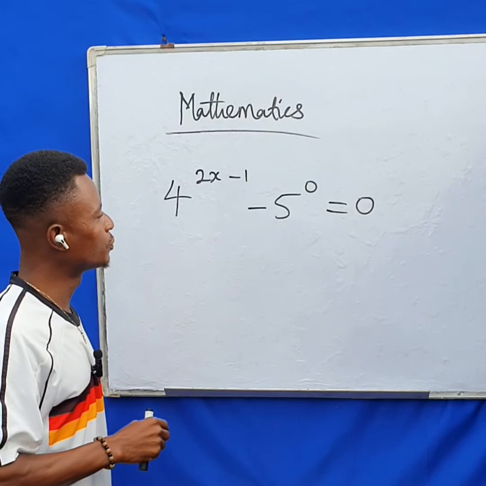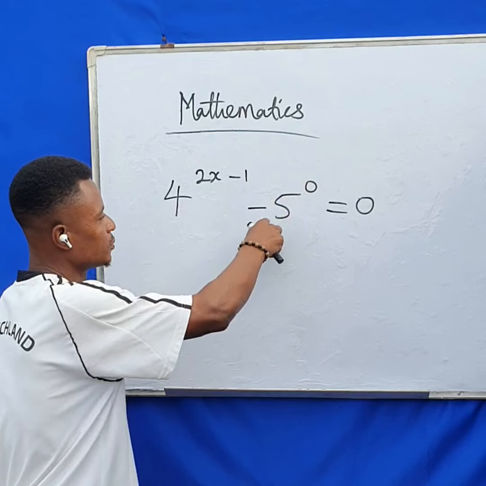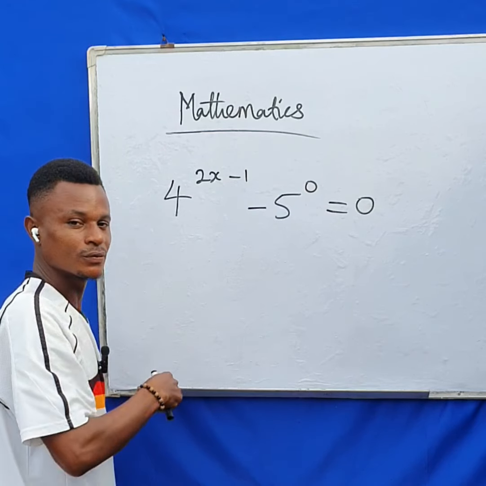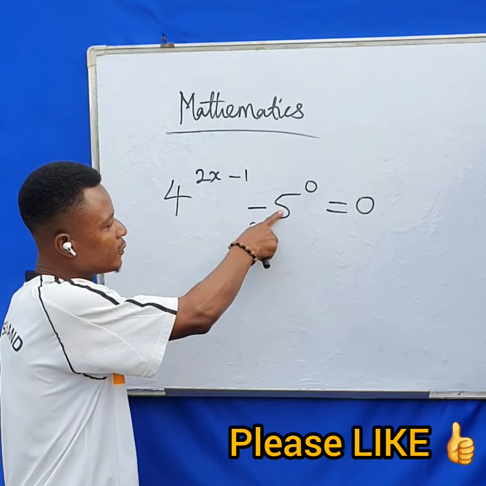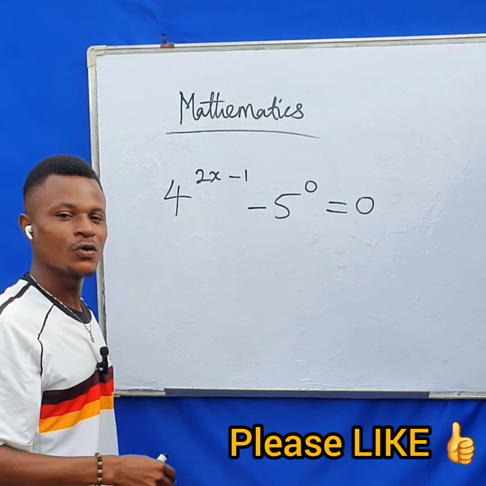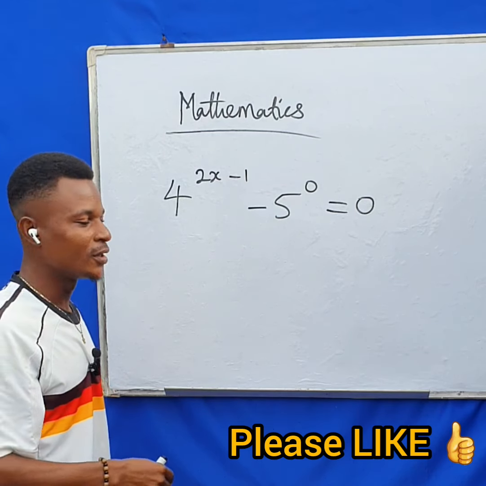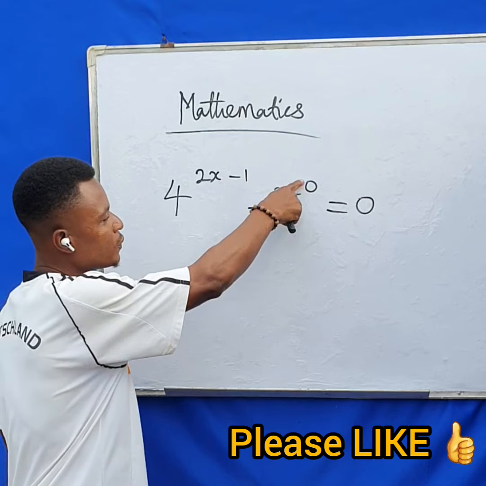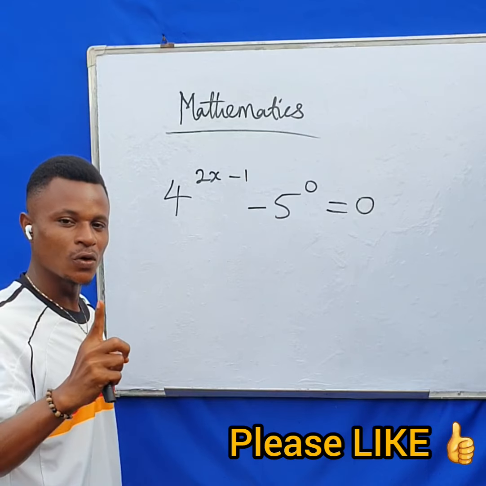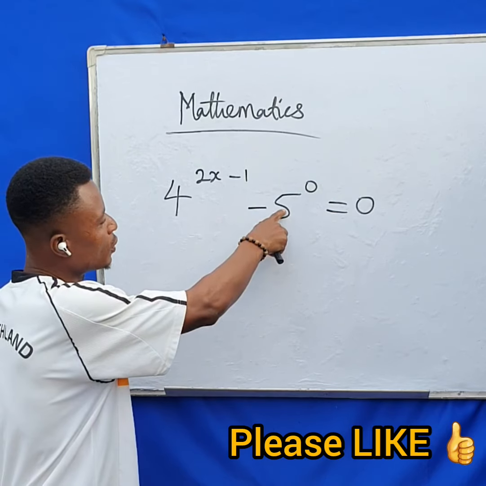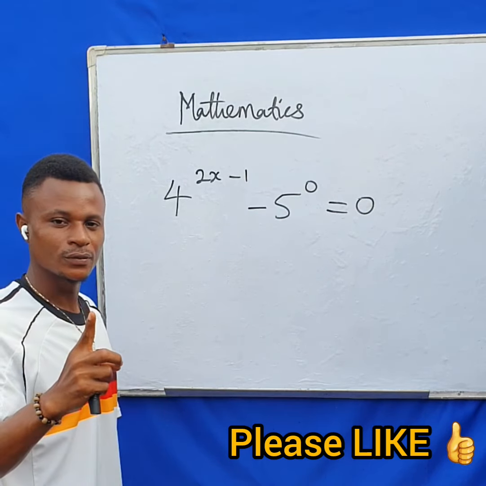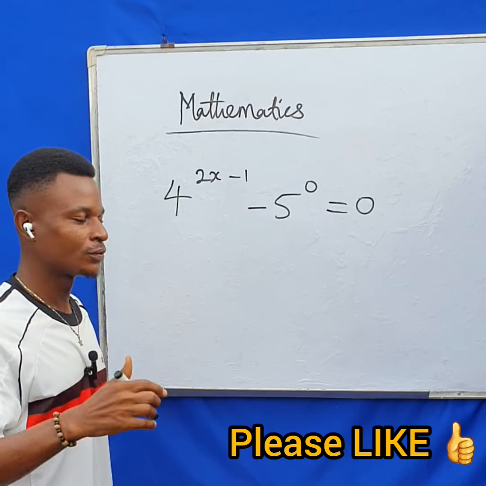First of all, you need to start with this part of the equation. That's the first thing you need to do. Now here we have 5 raised to the power of 0. According to the zero power law of indices, anytime a number is raised to the power of 0, the result is always equal to 1. So in place of this 5 raised to the power of 0, we are going to put 1.